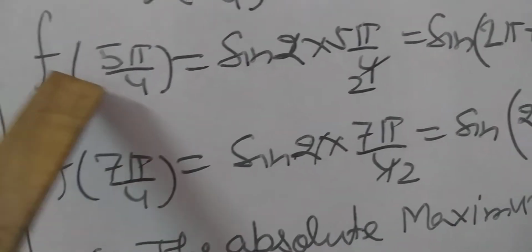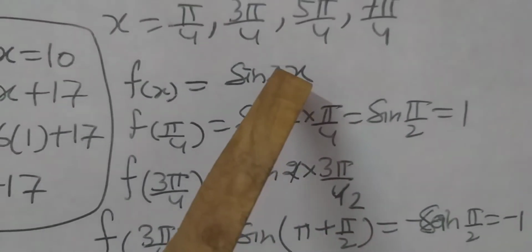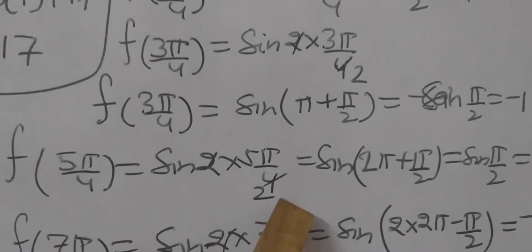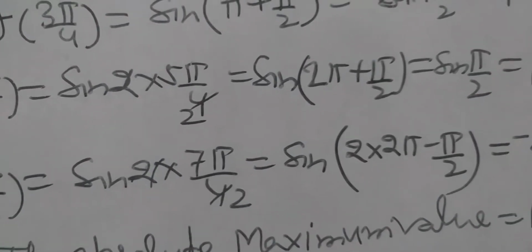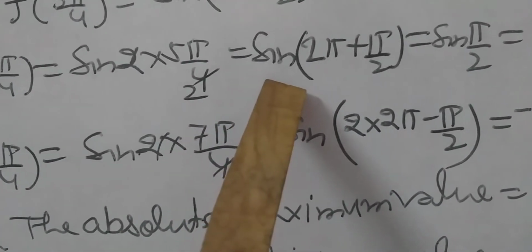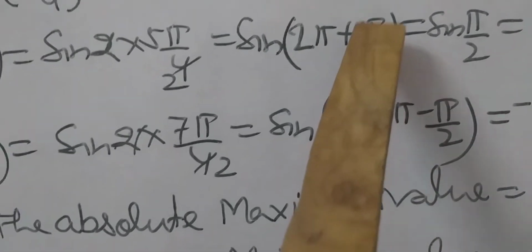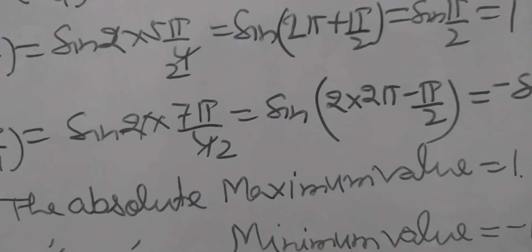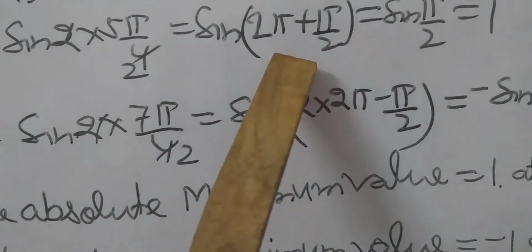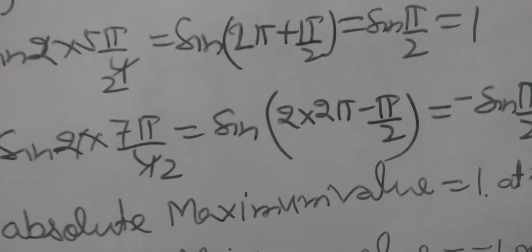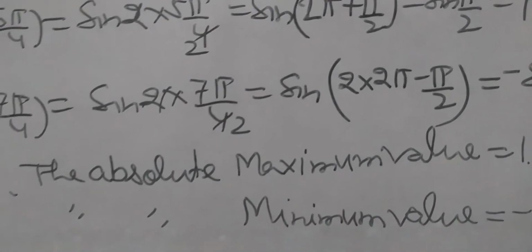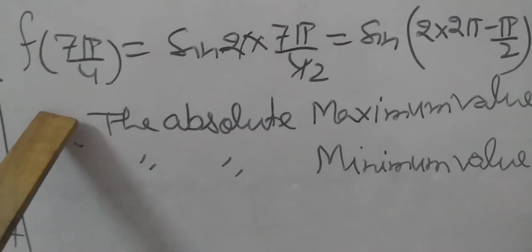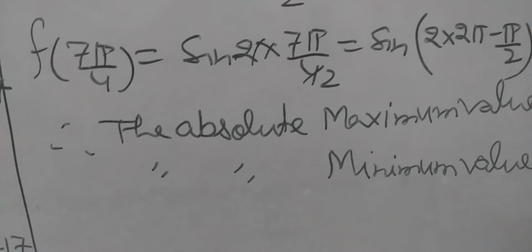Now students, f(5 pi by 4). Sin 2 into x value 5 pi by 4, so sin 5 pi by 2. So we can write sin 5 pi by 2 equals sin (2 pi plus pi by 2). Sin (360 plus theta) is sin theta, means sin pi by 2. Its value is 1.